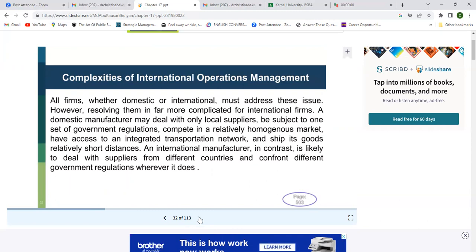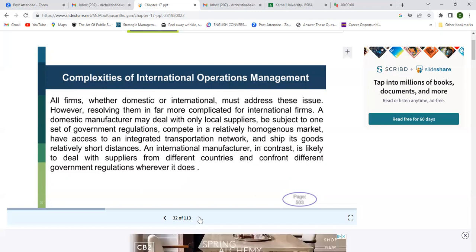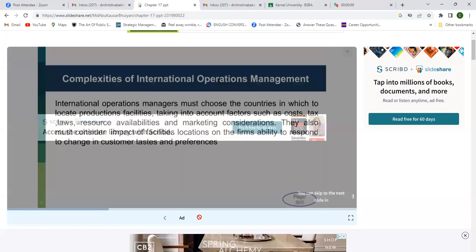Complexities of international operation management. All firms, whether domestic or international, must address these issues. However, resolving them is far more complicated for international firms. A domestic manufacturer may deal with local suppliers, be subject to one set of government regulations, and compete in a relatively homogeneous market. It has access to an integrated transportation network and ships goods relatively short distances. An international manufacturer, in contrast, is likely to deal with suppliers from different countries and confront different government regulations wherever it operates.